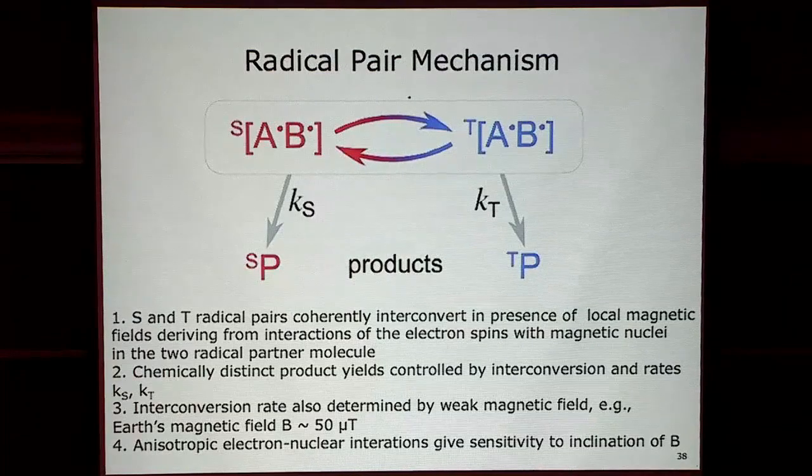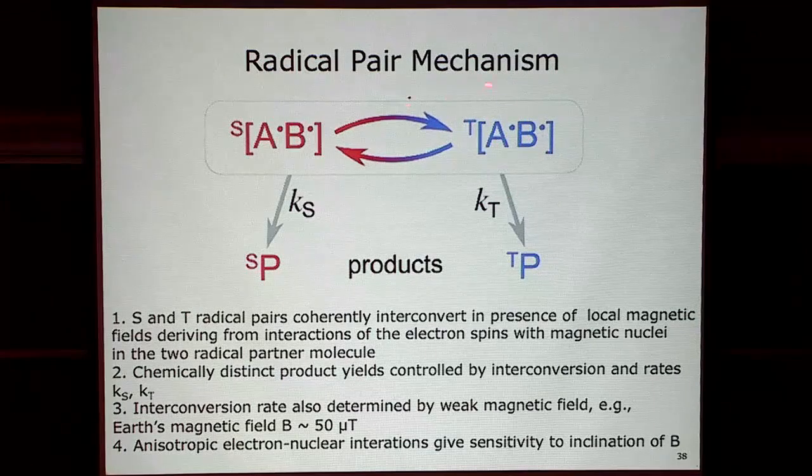Okay, so the radical pair mechanism, what does it mean? So the hypothesis is the following. We have this pair of molecules, A and B, in this case separated by 15 angstroms, and we have two electrons on them, and those two electrons could be in the singlet state, or the S state, which is one of these four states, or the other three states come together, they're called a triplet state, there are three of them, and so that's the other possibility.